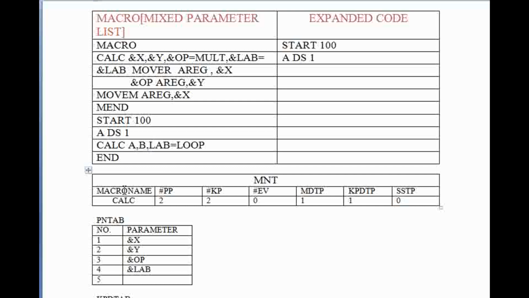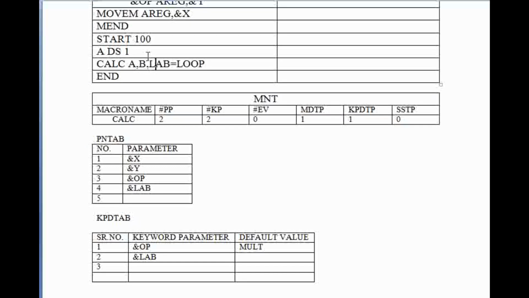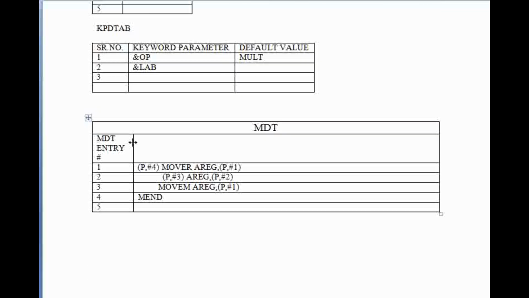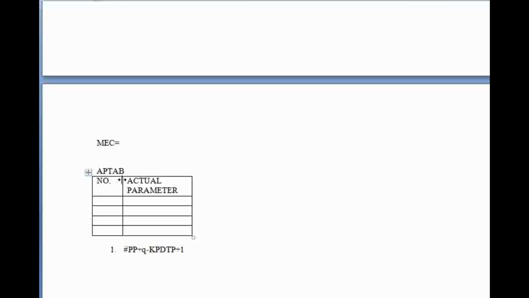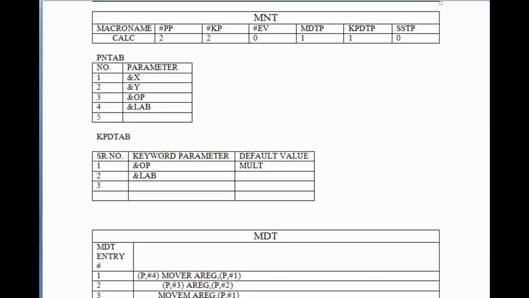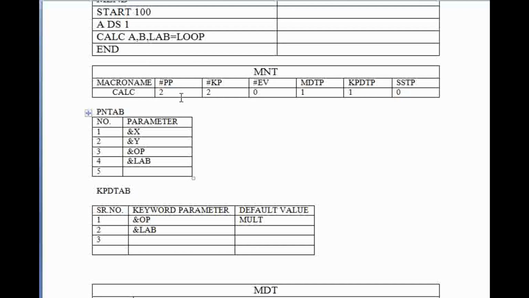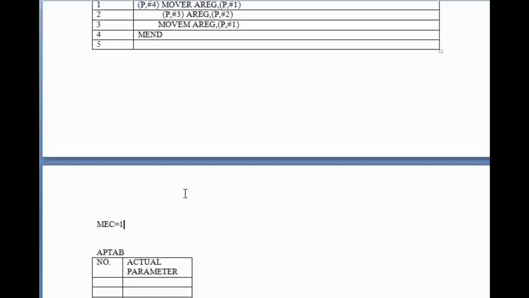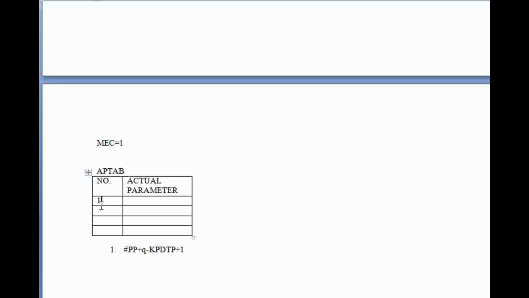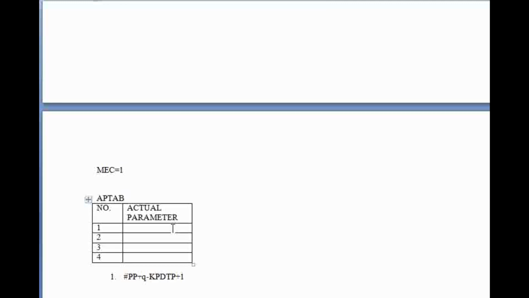So it prepares 2 data structures. That macro call needs to be expanded, so I need 2 data structures. One is MEC and the other one is APTAB. MEC value is the MDTP value in our MNT, which happens to be 1, and the APTAB gives us the actual parameter list. Now how many parameters are there? That should be the addition of #PP plus #KP, that is 2 plus 2, 4. So in our APTAB there should be 4 values. So you've got 1, 2, 3 and 4. So this is how this APTAB is prepared.